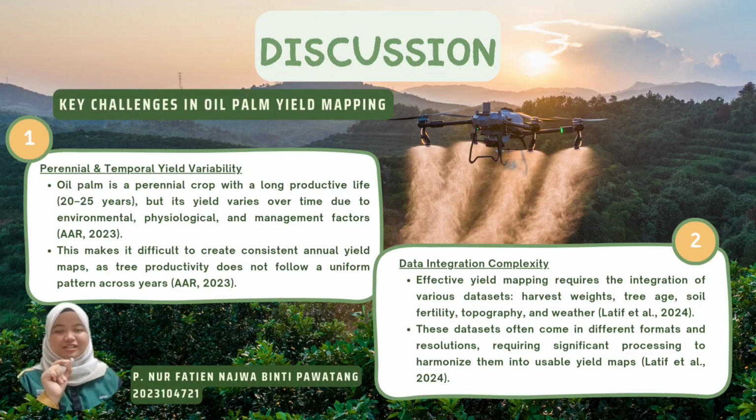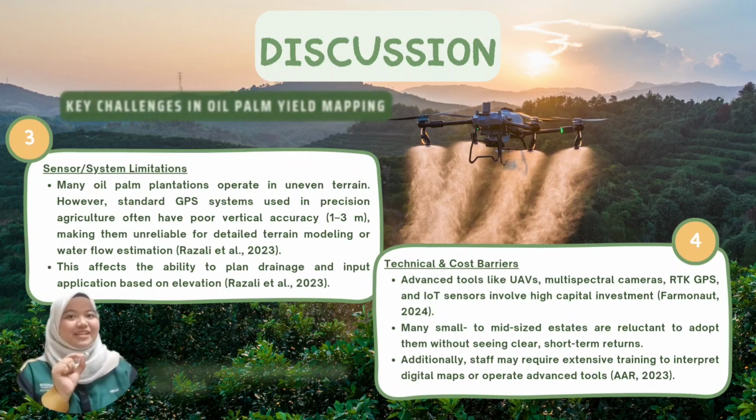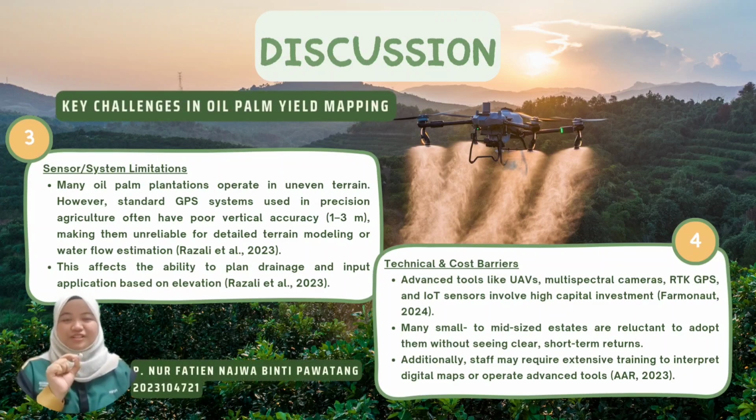Secondly, data integration is complex. Yield maps must combine various inputs like harvest weight, soil, and weather data, and tree age, often stored in different formats and resolutions. Sensor limitations are also an issue. For example, standard GPS lack the vertical accuracy needed for proper terrain mapping, which affect drainage and fertilization planning.